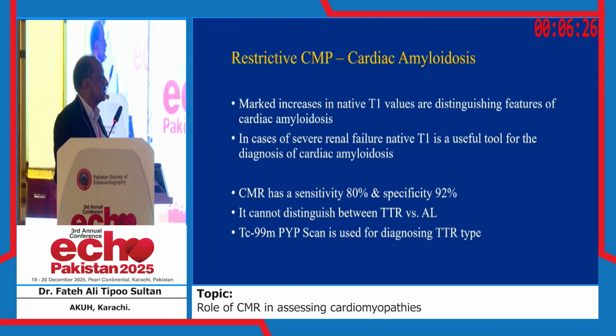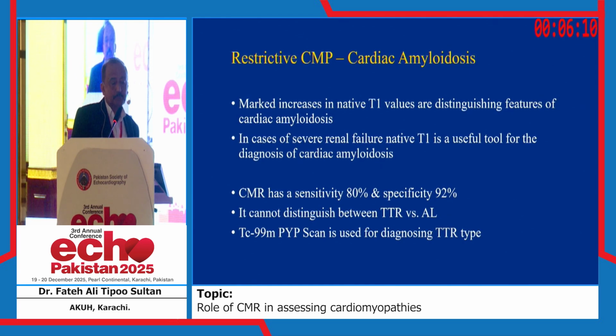However, CMR has a sensitivity of 80% and a specificity of 92% for the diagnosis of cardiac amyloid, and it cannot distinguish between TTR type and the AL type. And technetium pyrophosphate scan is used for the diagnosis of TTR type.